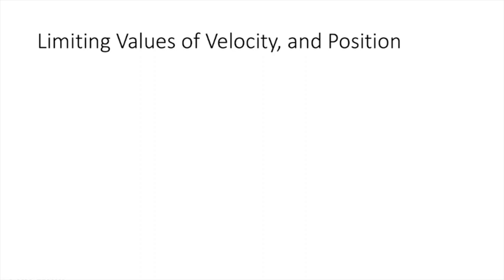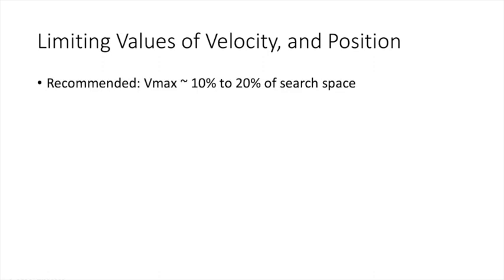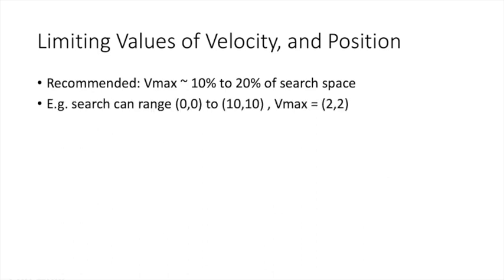A little bit of advice. To set the maximum velocity, the normal practice is to set it between 10% to 20% of the search space. Now, what does that mean? Well, suppose our solutions are allowed to range between 0, 0 to 10, 10. Okay, we are considering two-dimensional solutions here. Then the maximum velocity should be set at no more than 2, 2. So that is 20% in each dimension.